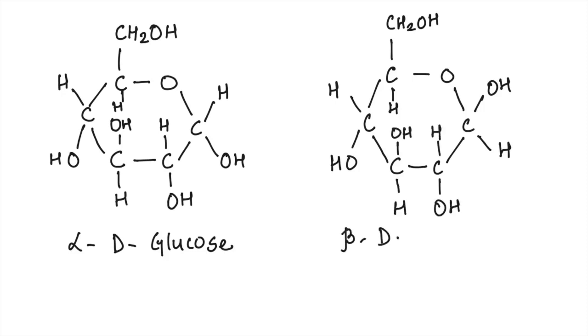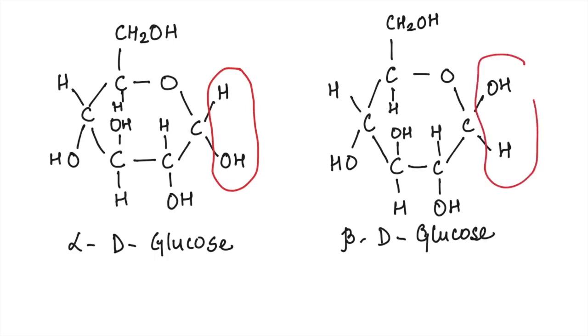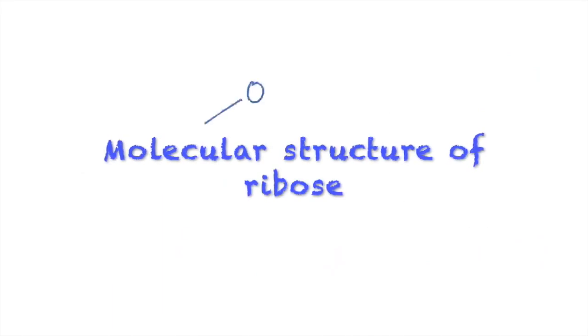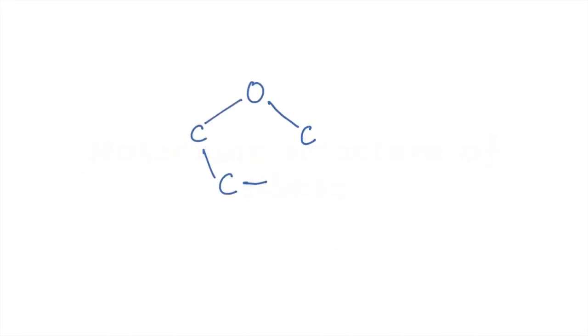Now let us see what is the difference between them. In alpha D glucose, you can see that the hydrogen on the first carbon is at the top and the OH is at the bottom, whereas in beta D glucose, it is the OH which is at the top and the hydrogen which is at the bottom. Glucose is a hexose sugar containing 6 carbon atoms. The carbon atoms are numbered as follows, and in this we can see that 5 are in the ring and 1 is outside.